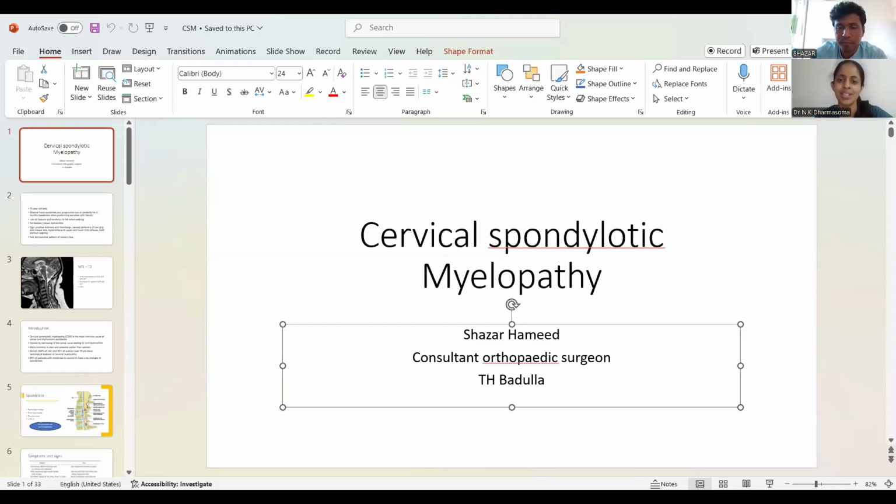So there's one question in the chat box asking, what are the non-surgical, non-pharmacological management modalities for patients with cervical spondylomyelopathy, which can be offered by primary healthcare providers? Like what are the medical management options?